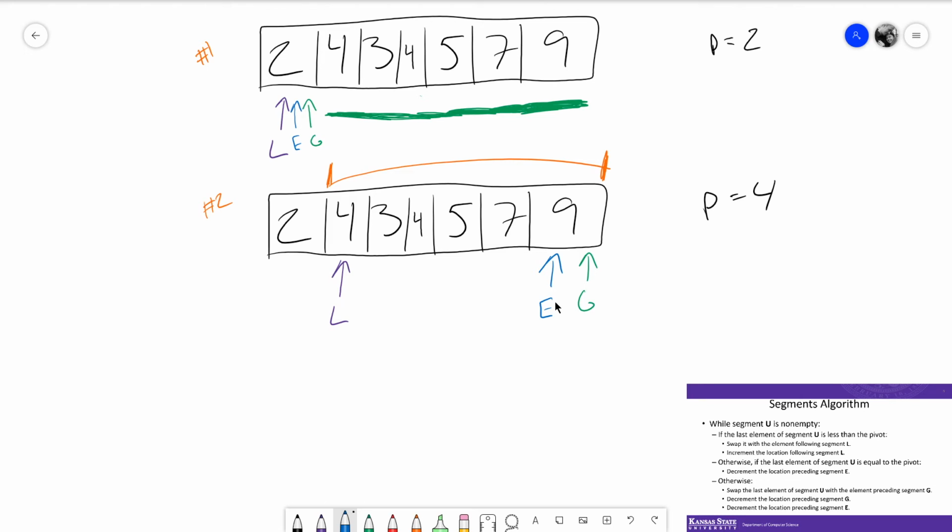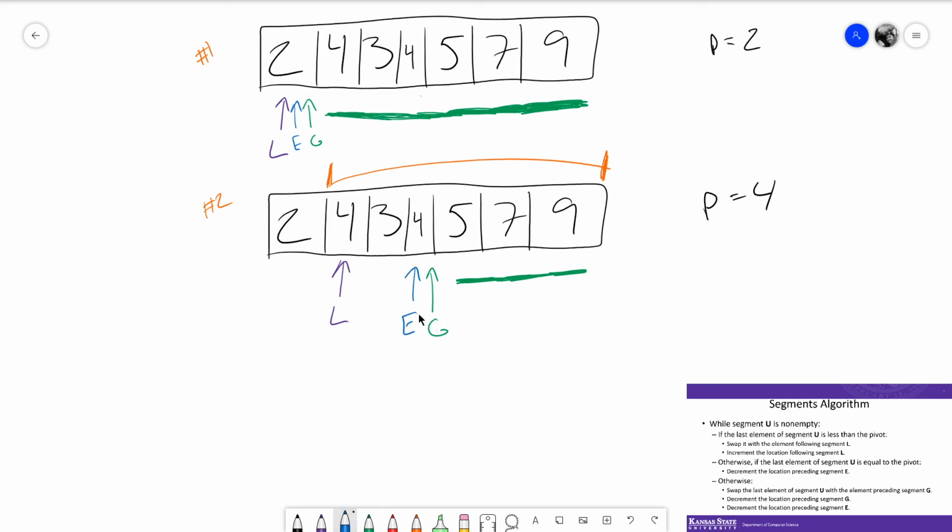So is 9 greater than or less than the pivot? We're going to shift this over, and I will fast forward just a little bit because we know 9 is greater than our pivot, 7 is greater than our pivot, and so is 5. And so we are basically fast tracking towards this spot here where we have G and E.